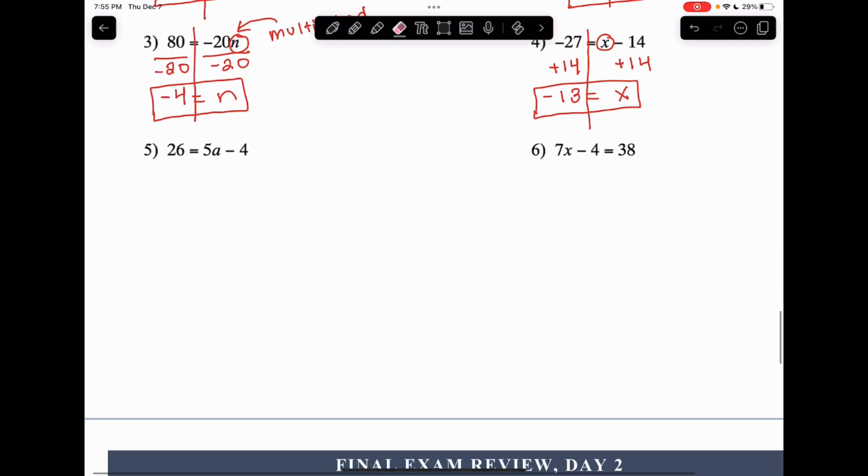For number 5, I'm going to circle my variable. And I have 2 numbers on that side now. So remember, always start with the furthest number from the variable. Which means, since 5 is attached to the a, I'm going to start with the 4. Since the 4 is being subtracted, I'm going to add 4 to either side. 26 plus 4 gets me 30.